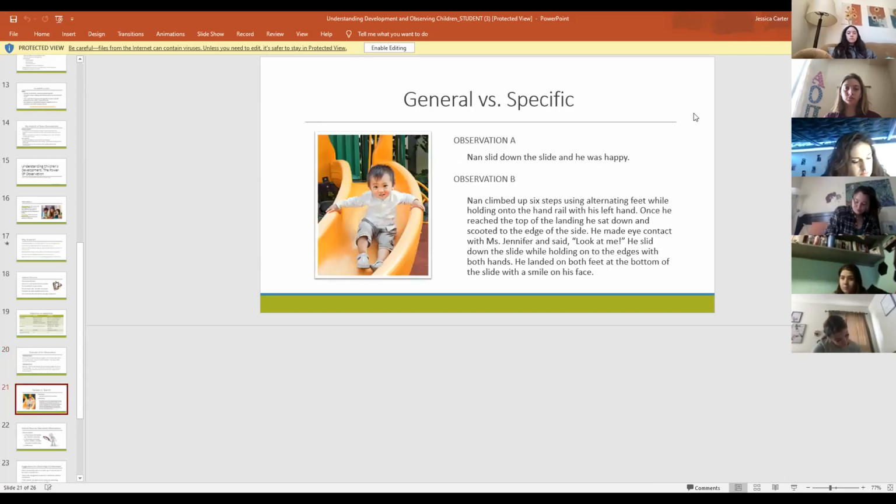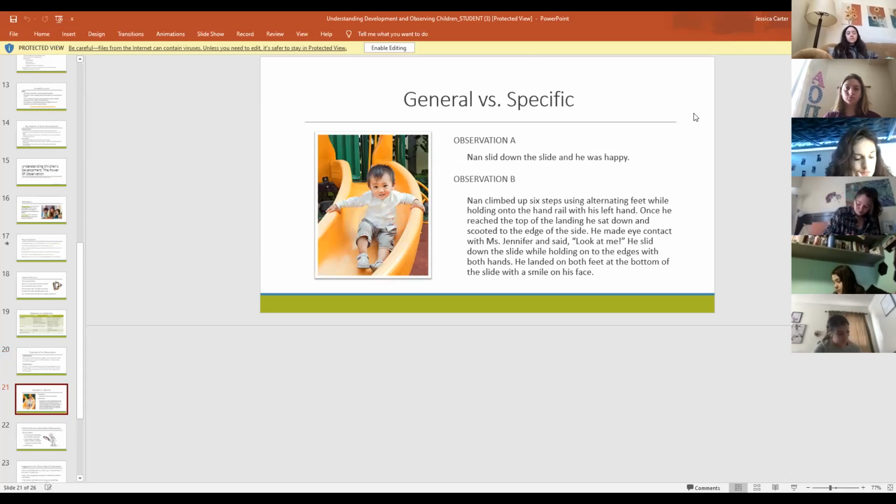And so that was an example of subjective versus more objective note taking. And then here's an example between observation A and B of how we want your notes to be very specific rather than general. Observation A just says, "Nan slid down the slide and he was happy."